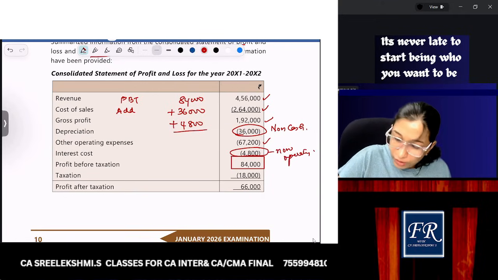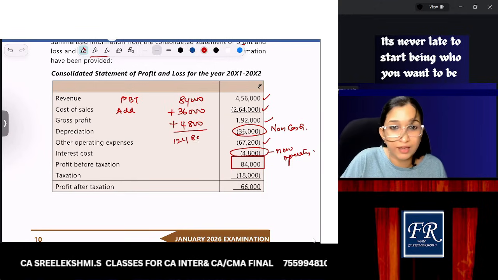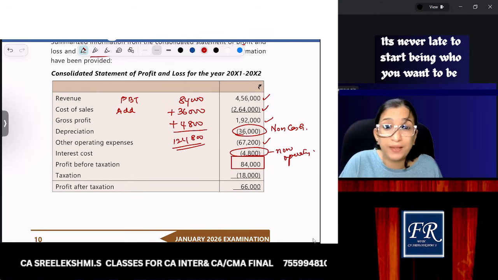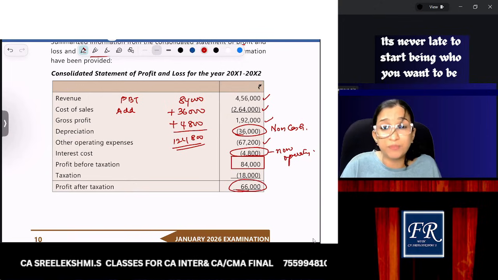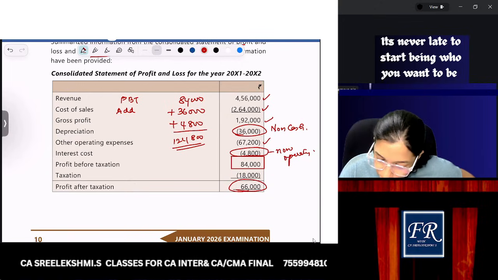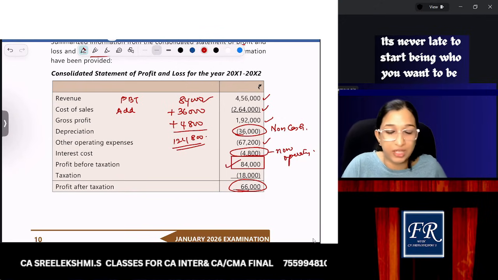So 84,000 plus 36,000 plus 4,800, 1,24,800 is cash flow. Cash flow before working capital changes. This is profit after tax of 66,000, but how much cash have you generated? So before tax cash I have taken, added back non-cash items. This is the cash flow before working capital changes.